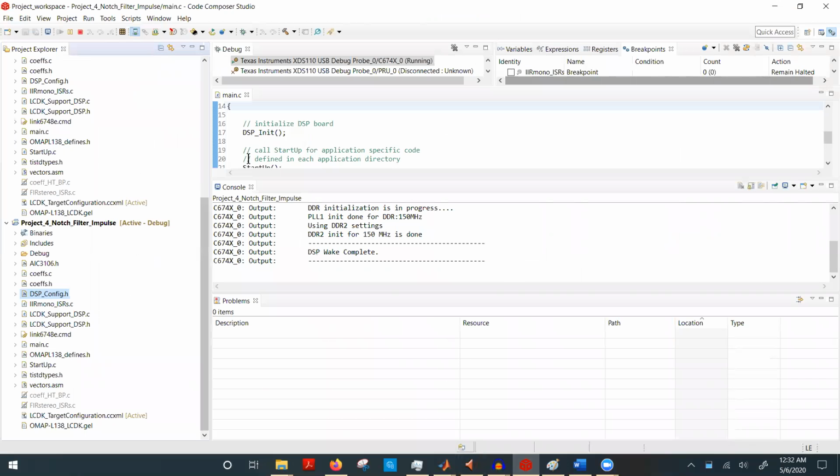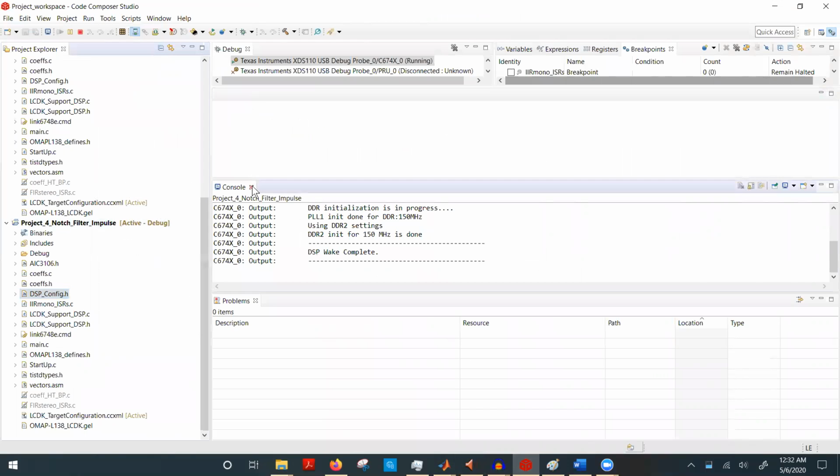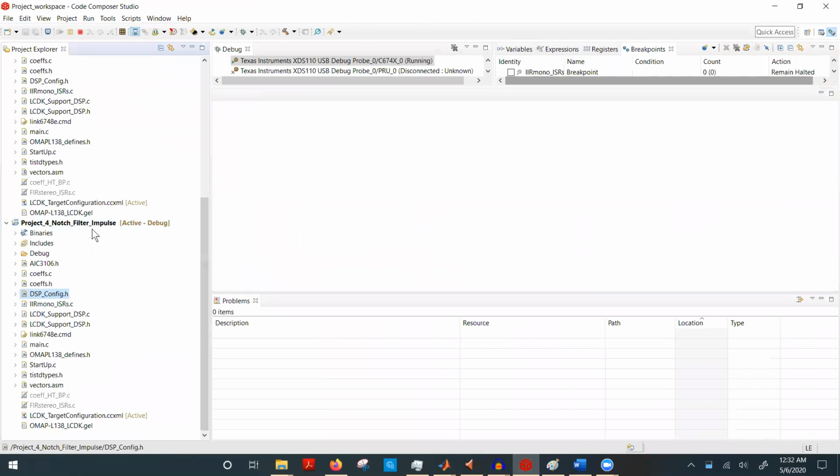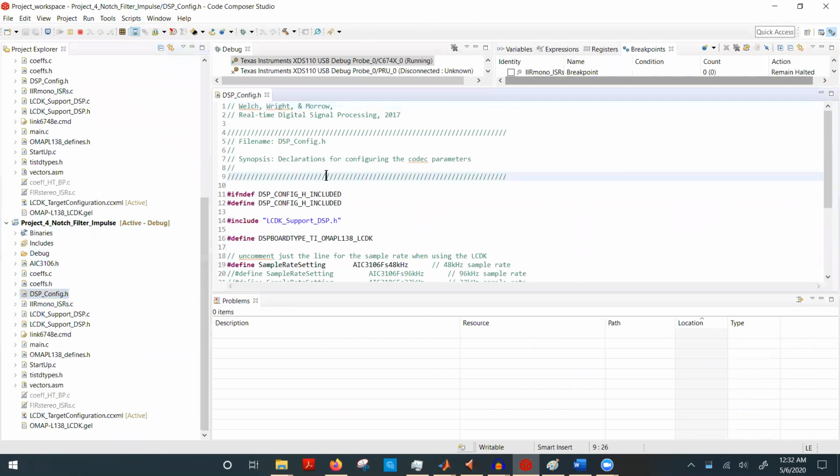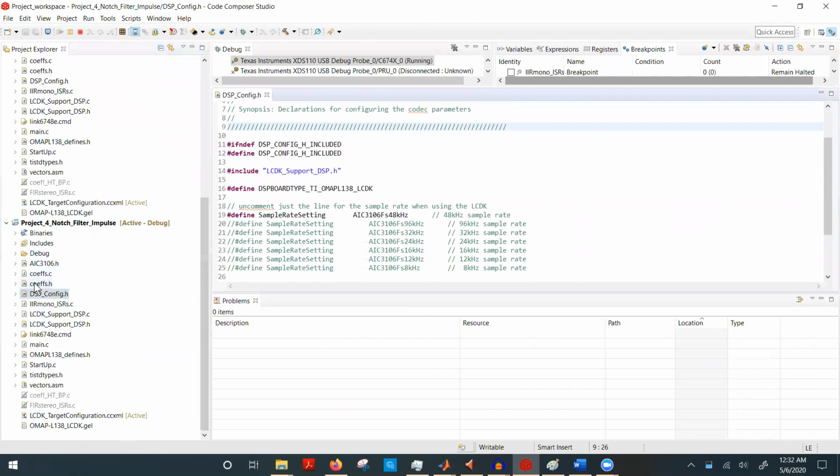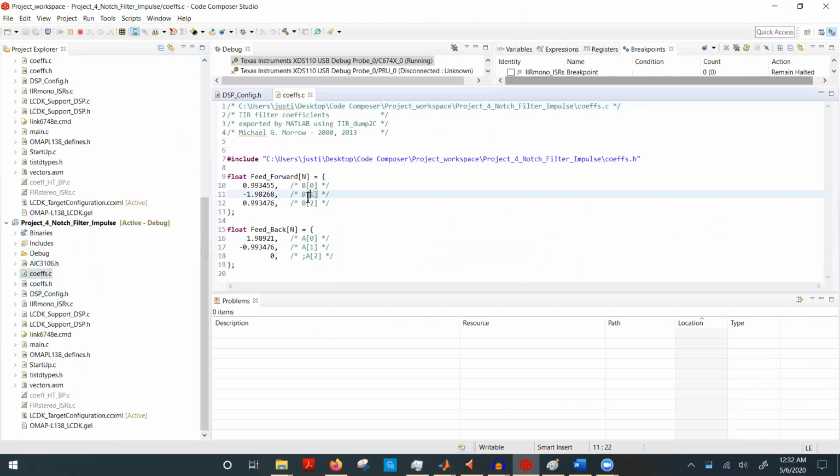So let's go ahead and look at it in Code Composer. Right now I'm at the notch filter with the impulse invariance method, or impulse invariance coefficients. If I go to the DSP configurator, I make sure my sampling frequency matches. I can look at what my coefficients are.